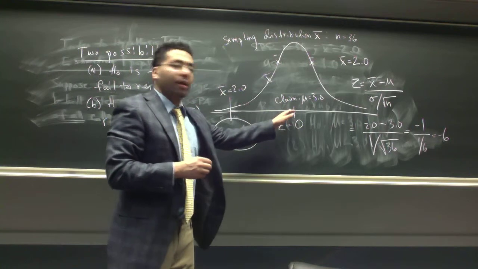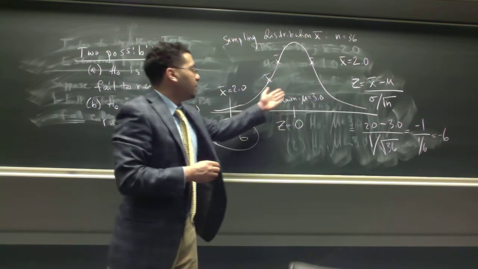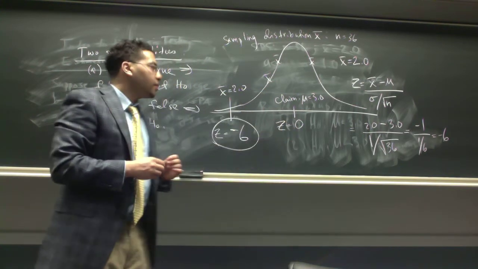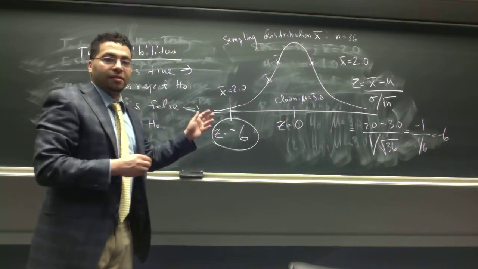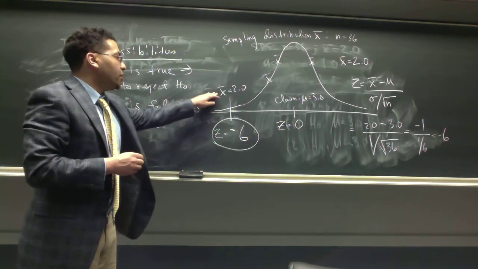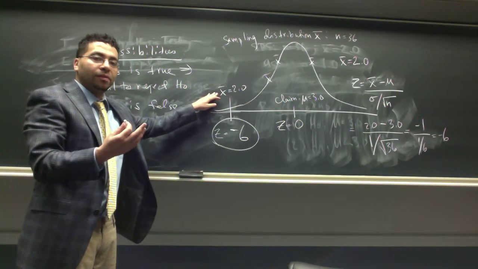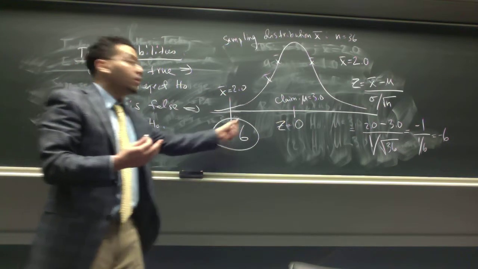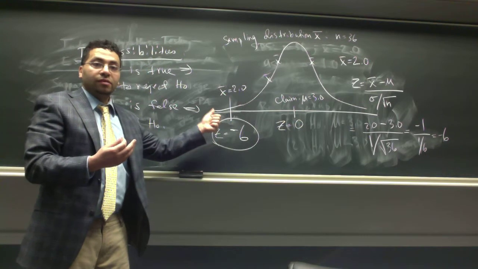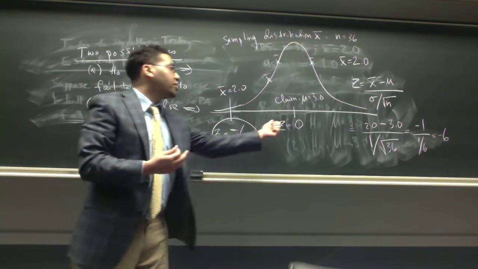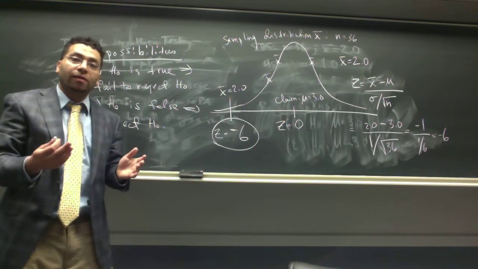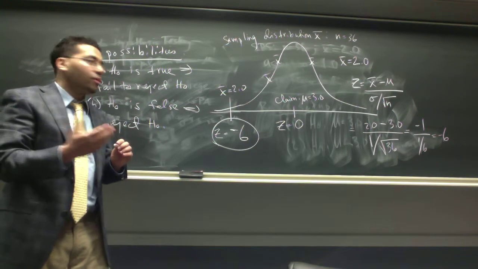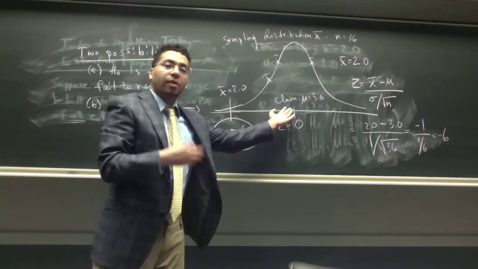We plotted the claim at the center of the graph, the claim that the mean GPA was 3.0, a z-score of 0, and we obtained data that yielded an x bar, or a sample mean GPA, of 2.0. It turns out that this 2.0 lies 6 standard deviations to the left of the claim, which is pretty far. So perhaps it seems plausible that this claim is probably not true.